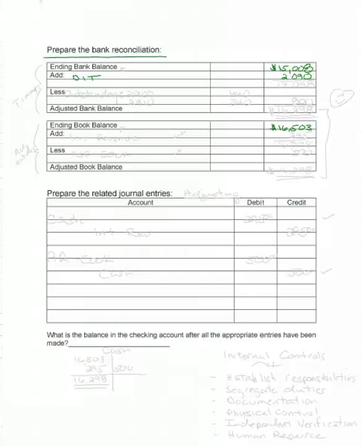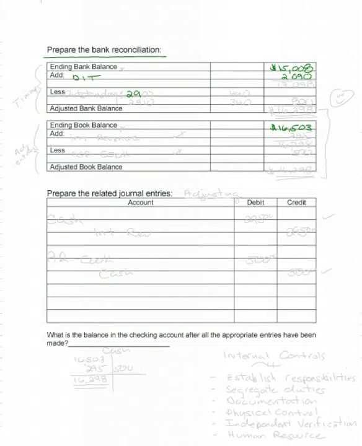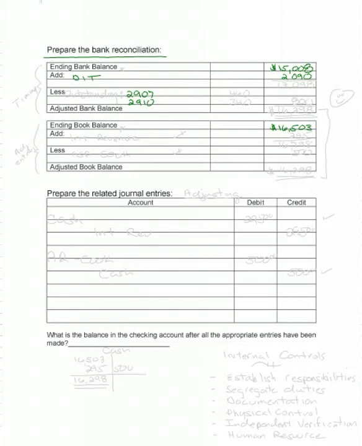And I'm now going to look at the cash disbursements journal and grab the checks that have not yet shown up on the bank statement. Check number 2907 and list that. And check number 2910 and list that. 2907 was $460. 2910 was $340, and both of these are considered outstanding checks. They have been written, but they have not yet cleared.